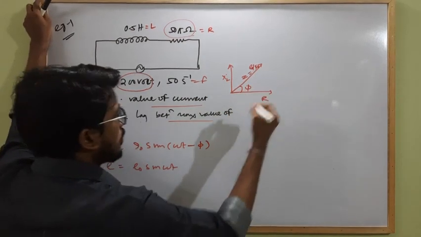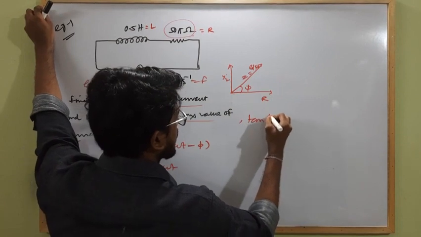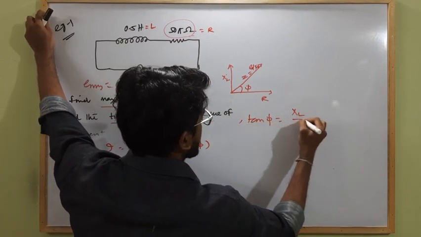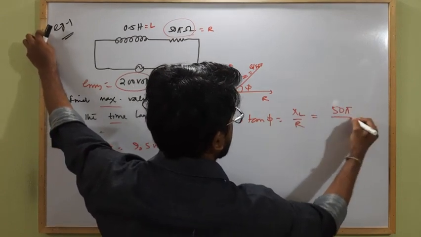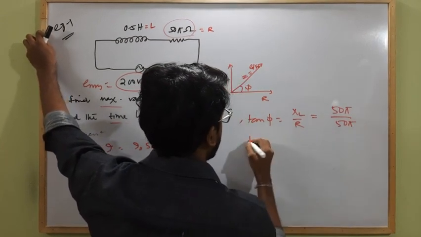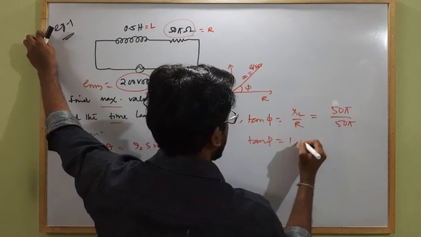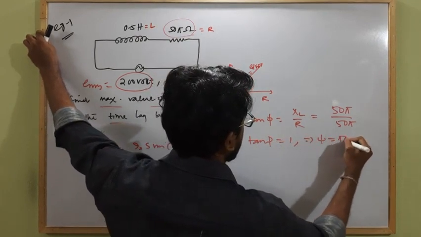So what is phi? Here you can calculate phi: tan phi equal to XL by R. So this implies XL is 50 pi divided by R, which is also 50 pi, so tan phi equal to 1, so this implies phase difference equal to pi by 4.